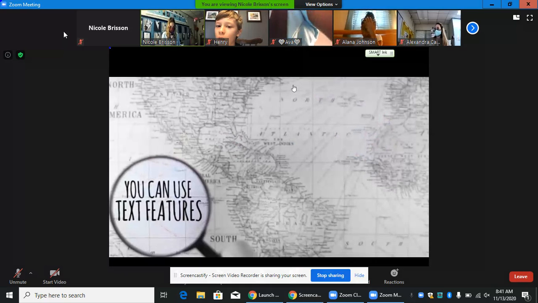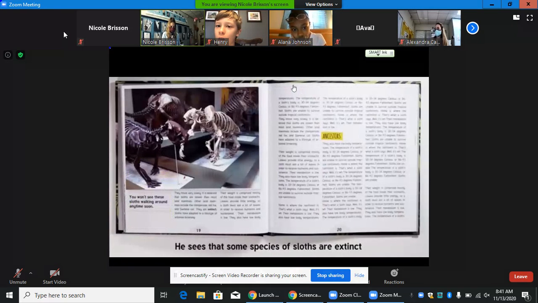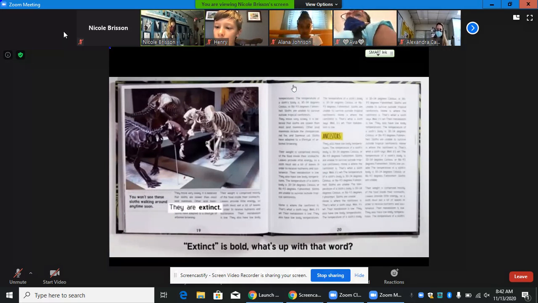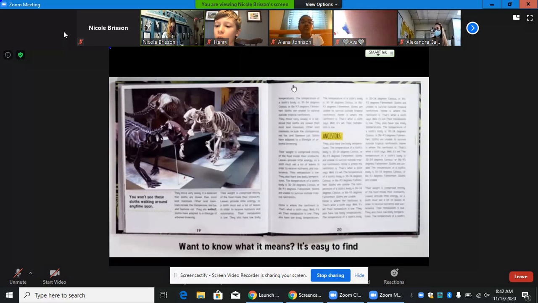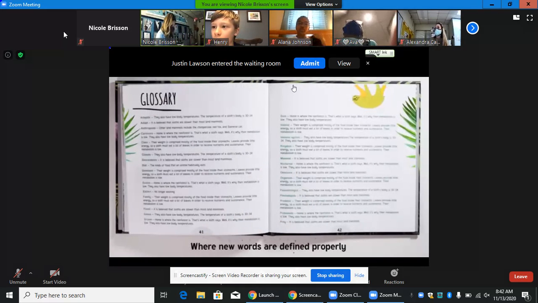Leo keeps reading. It's making him think. He sees that some species of sloths are extinct. Extinct is bold. What's up with that word? It's bold because it's something new to learn. It could be italicized or underlined. Want to know what it means? It's easy to find. In the back of the book, there's something called a glossary, where new words are defined properly. It's in ABC order.